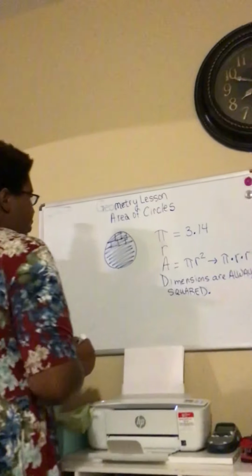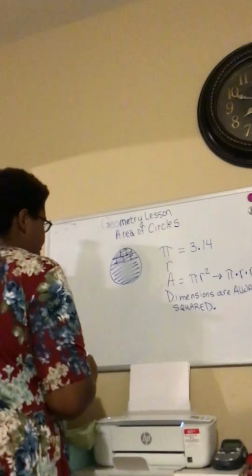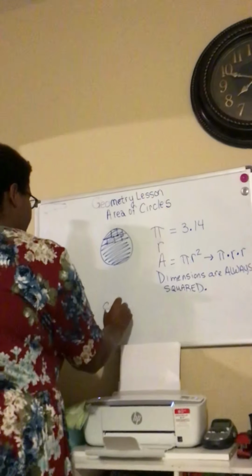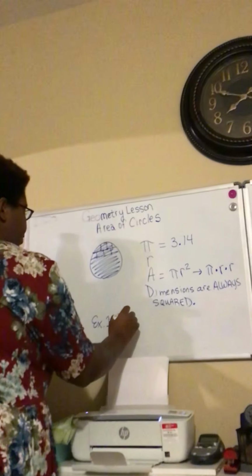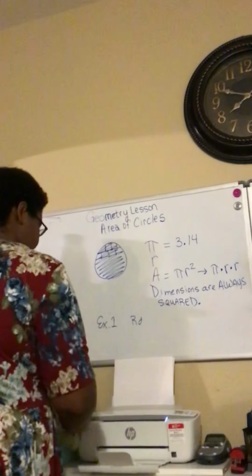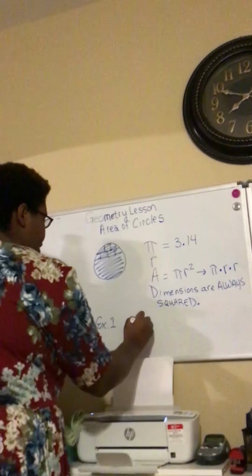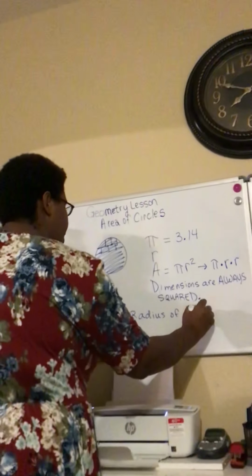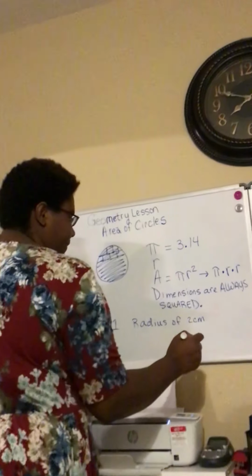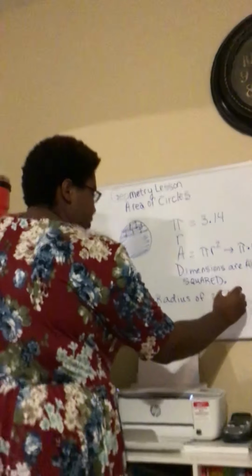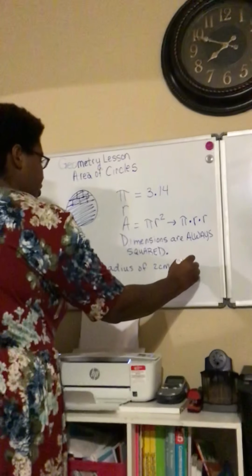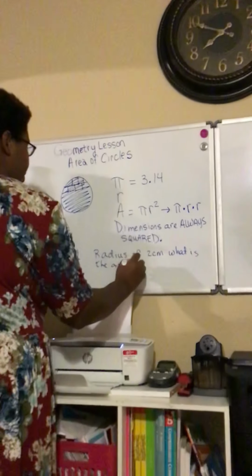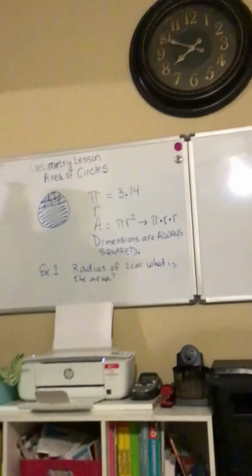All right. So let's look at how that will work. Let's look at our first example. Example 1. Let's say we have a circle and it has a radius of 2 centimeters. And we want to know what the area is. Okay, we will figure that out.